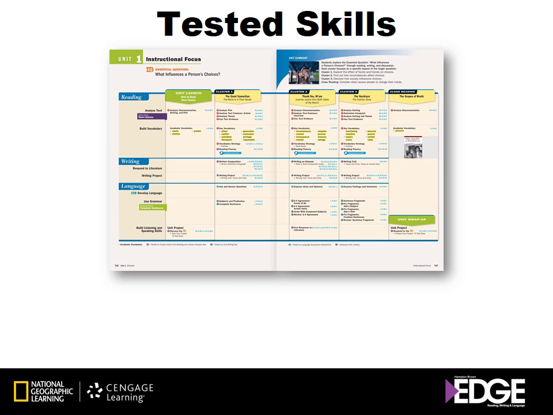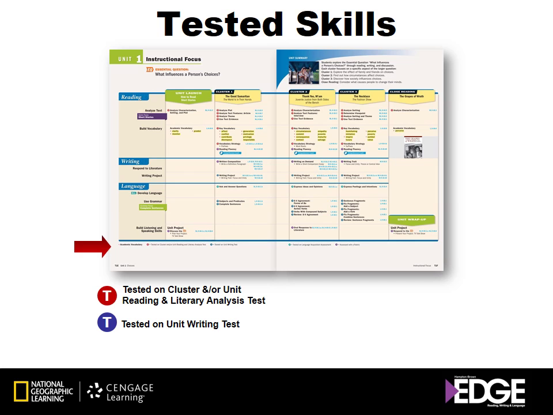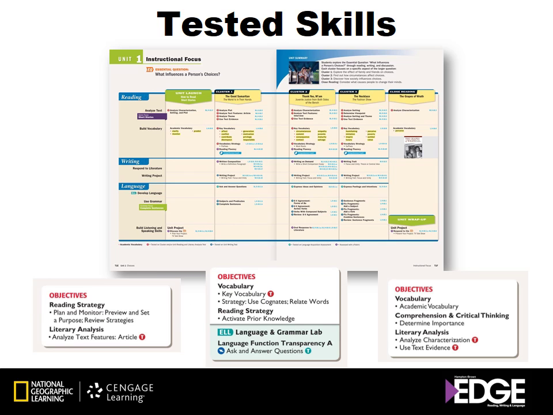When it comes to assessing your students, you can easily see which skills are assessed, beginning on the instructional focus page at the beginning of the unit. Using this key here at the bottom of the page, you can see what types of skills are being tested. The red T's are skills tested on the cluster and/or reading and literary analysis test at the end of each unit. The blue T's are tested on the unit writing and grammar test. The green, or aqua, T's are tested on the language acquisition assessment, and the purple T's are assessed with a rubric. You can also find the T's in your objectives boxes for each individual lesson.